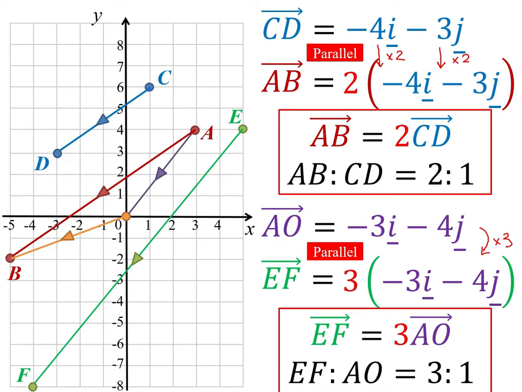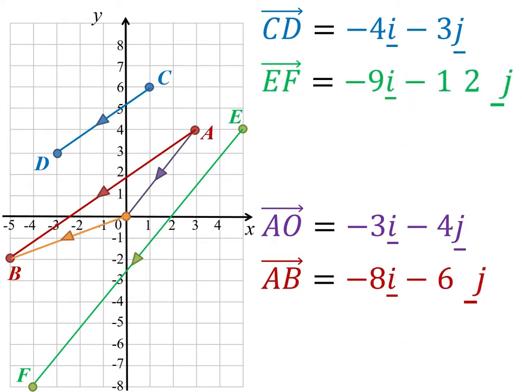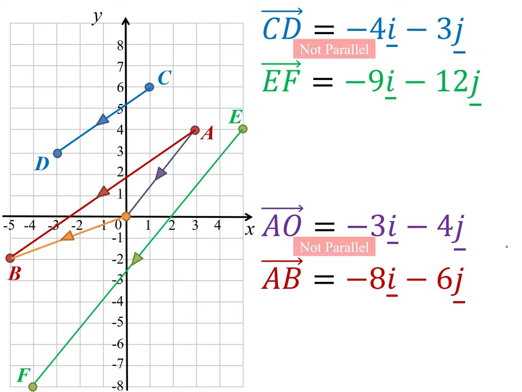So this is what we can see from parallel vectors. We can actually get the ratio between them. What happens if we compare vectors which are not parallel? For example, I compare CD and EF. I compare AO and EF. They are not parallel, right?